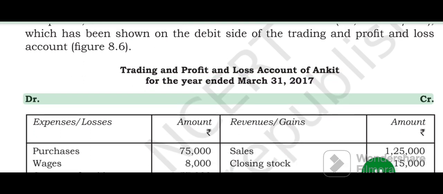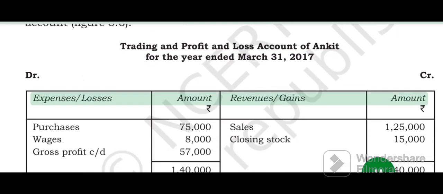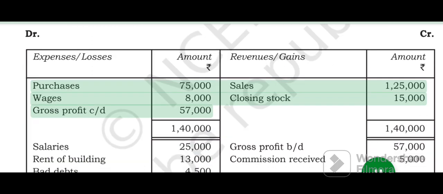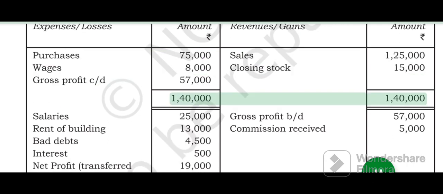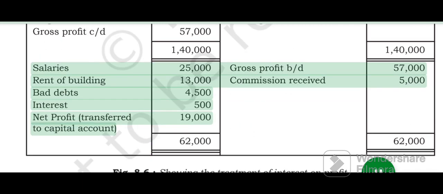Dr. Cr. Expenses, losses, amount; revenues, gains, amount. Purchases 75,000, sales 125,000, wages 8,000, closing stock 15,000, gross profit c/d 57,000. 140,000, 140,000. Salaries 25,000, gross profit b/d 57,000, rent of building 13,000, commission received 5,000, bad debts 4,500, interest 500, net profit transferred 19,000 to capital account.